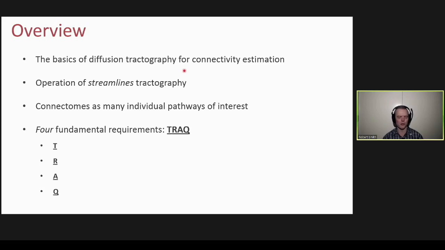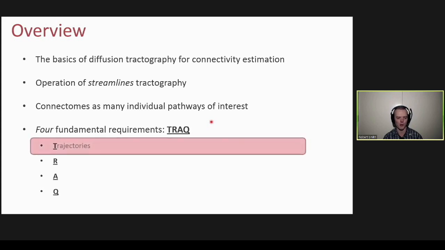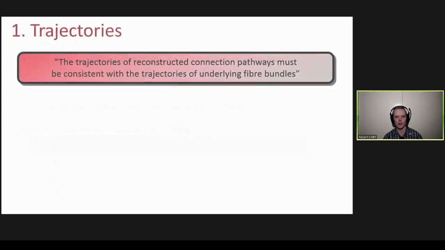So in the process of this thought experiment, I've managed to generate this acronym, TRACK, and this is going to be these four fundamental requirements. The first one is trajectories. Fairly simple. If you are doing a digital reconstruction of white matter pathways, and the trajectories you reconstruct are not reflective of the biology, then you're kind of wasting your time. Seems fairly obvious, but I'm going to break it down a little bit more.